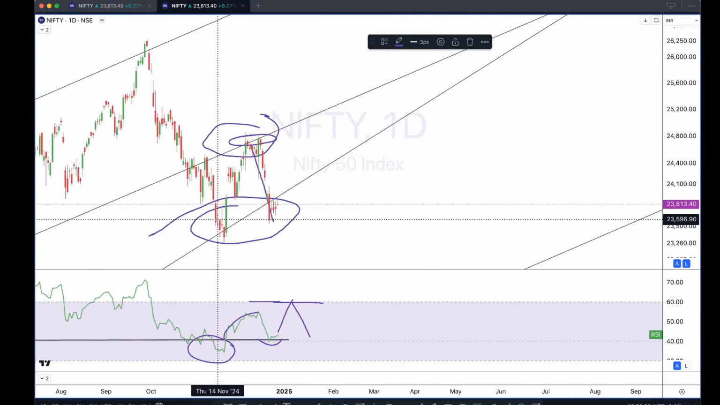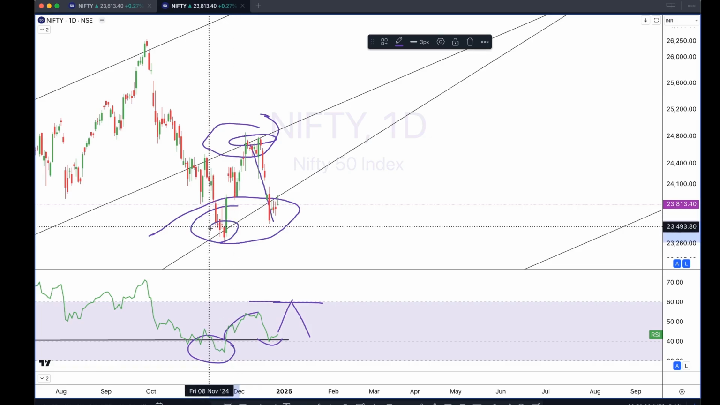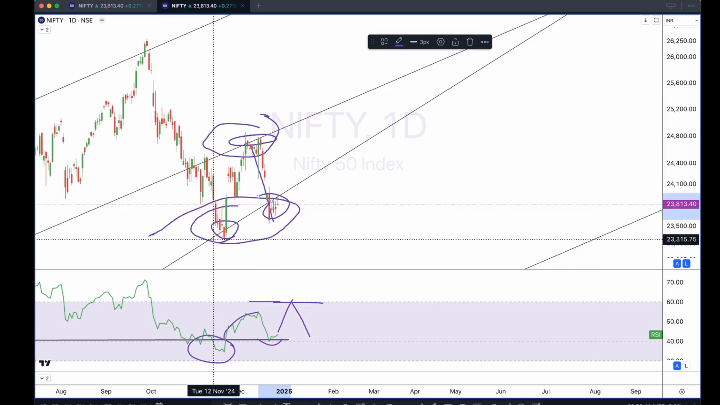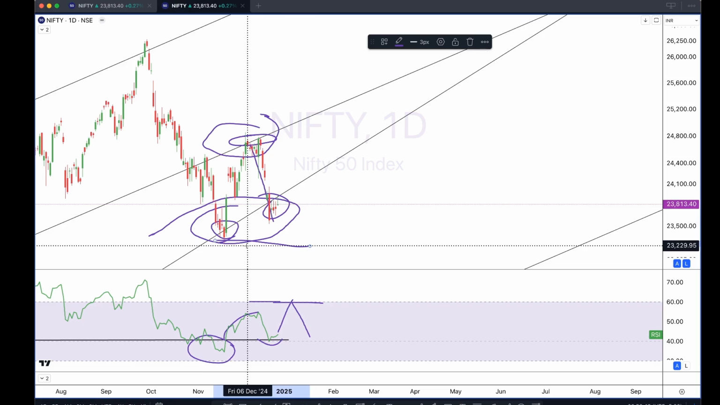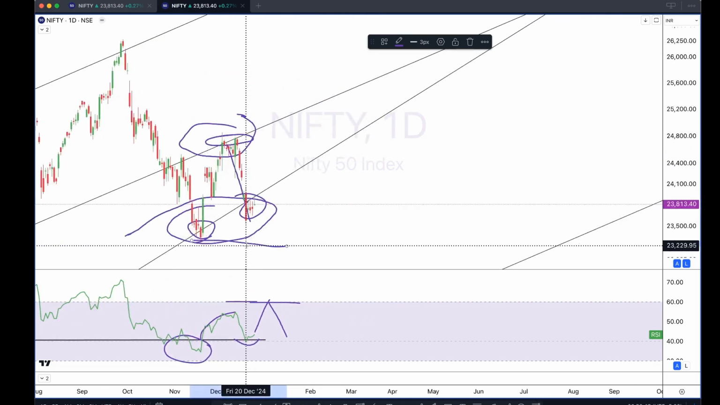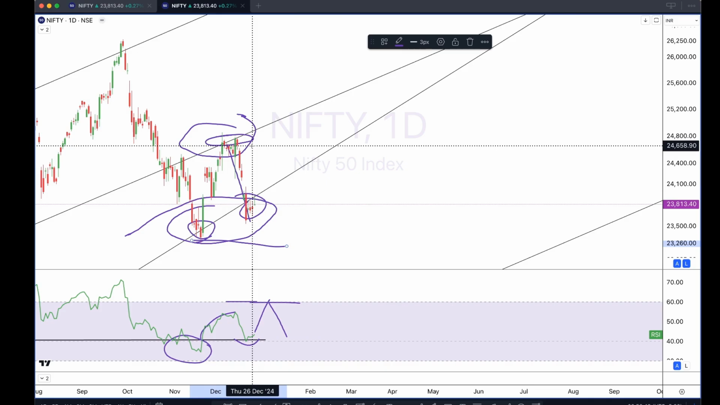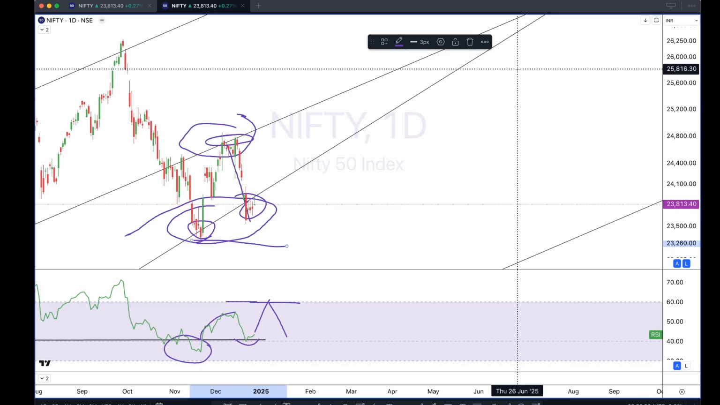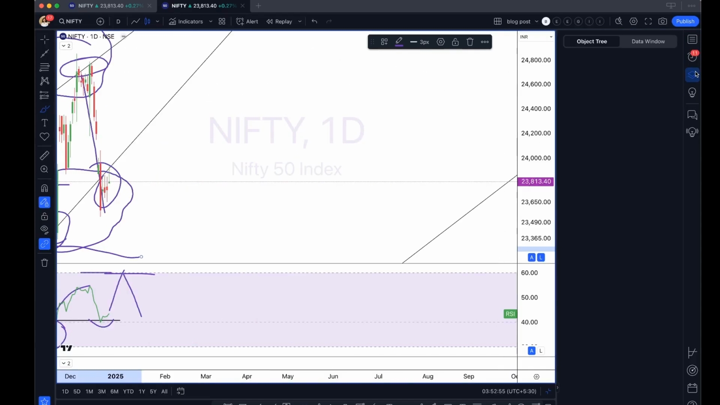Coming back to the present, I expect this trend line support to hold. I don't expect the market to break below this level. Now, if this low gets breached, then of course more correction is to be expected and this entire analysis gets nullified. So what I'm going to do is I'm going to clean up this chart a little bit now.